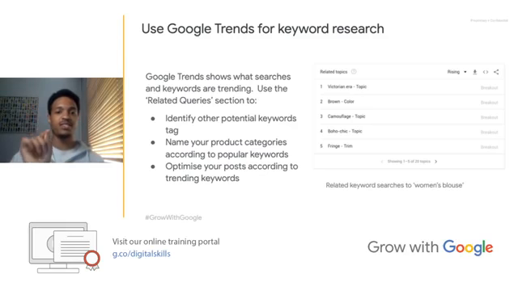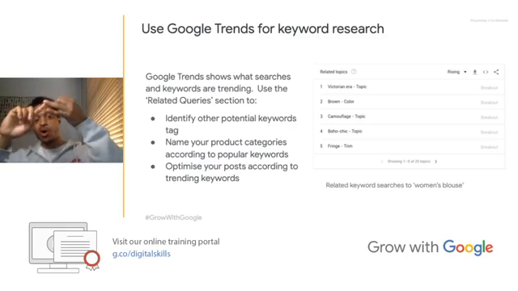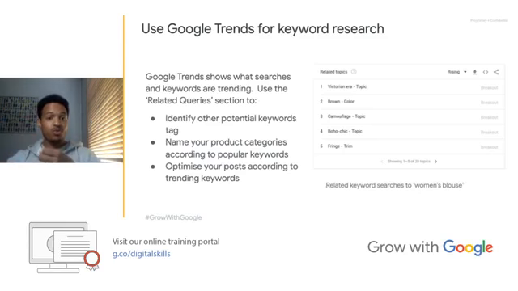Literally just put in the keyword that you think your customers will be putting into search, and then it's going to show you the relevance and how well it's doing. You can then click onto it and it will link to either websites or articles which have the most traffic. Okay, so again, this is really good to know.